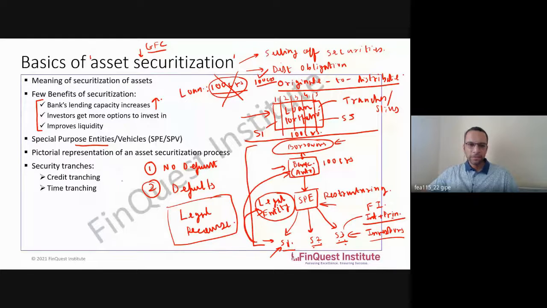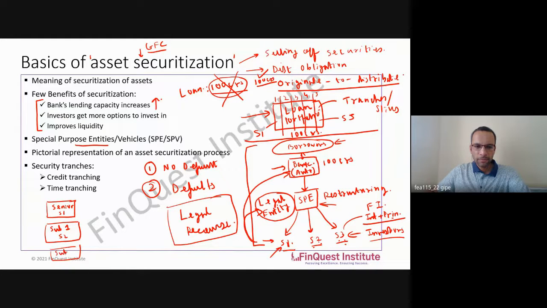Now talking a bit of tranching. Now I think I may have to switch to the whiteboard, or fine, let me use this space. So let's say I have three tranches because I have S1, S2, and S3. You can imagine these are the three tranches of securities. Let's say this is my senior tranche. Let's say I call this S1. Then maybe this is a subordinated one. Let's say this is S2. And then I have a subordinated 2 tranche, which is S3.